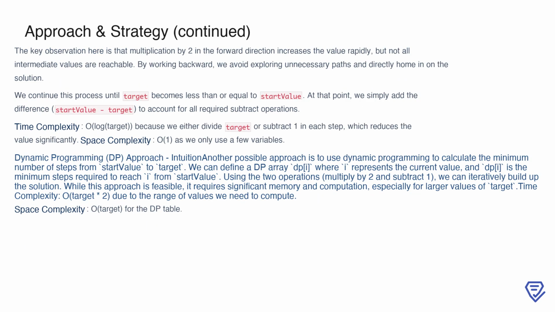The key idea behind the backward approach lies in observing how values change when multiplied by 2 in the forward direction. While this operation increases the value rapidly, it limits the intermediate values that are reachable. By working backward, we eliminate the need to explore such unreachable paths and instead focus directly on reducing the target to the start value. This process continues until the target becomes less than or equal to the start value. At that point, the remaining difference between start value and target can be accounted for with simple subtraction operations.